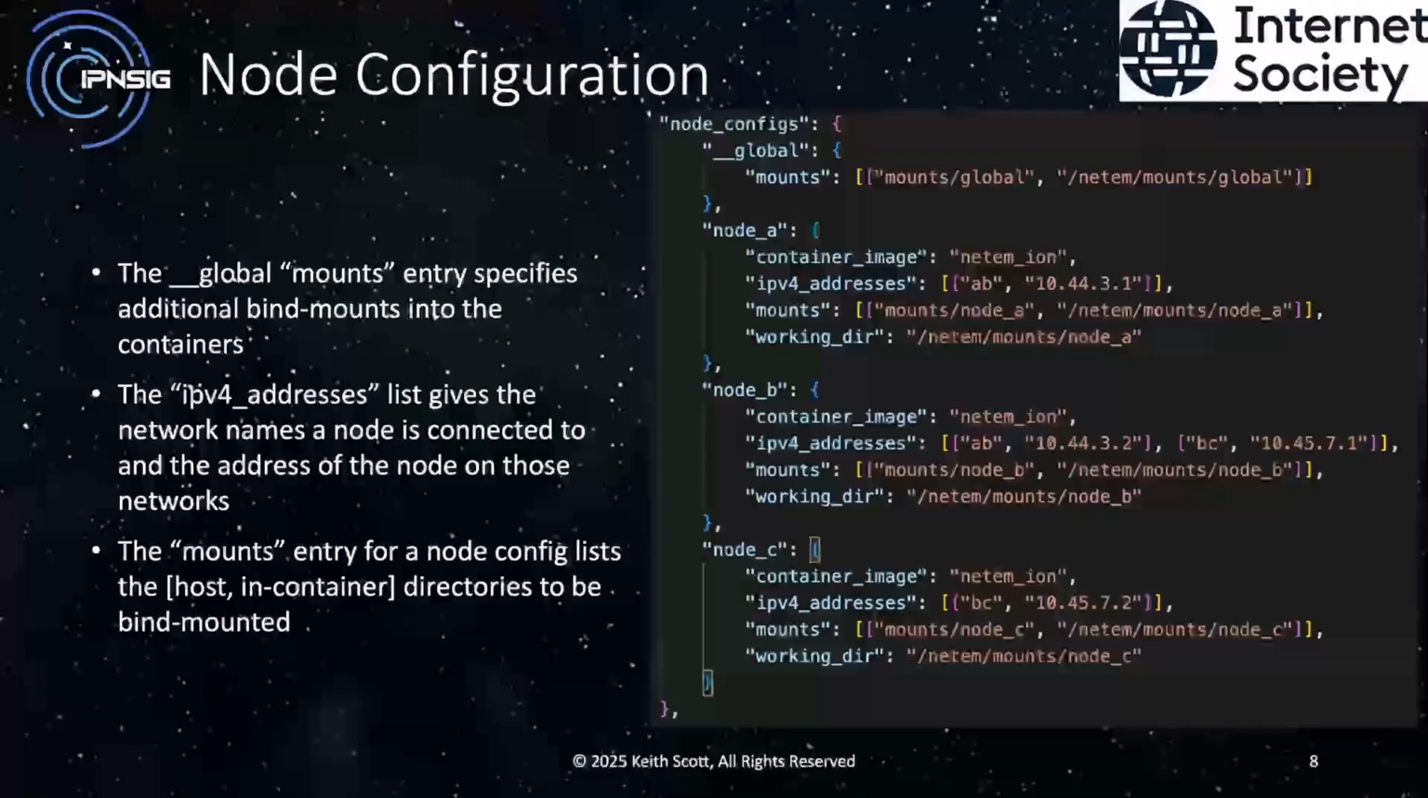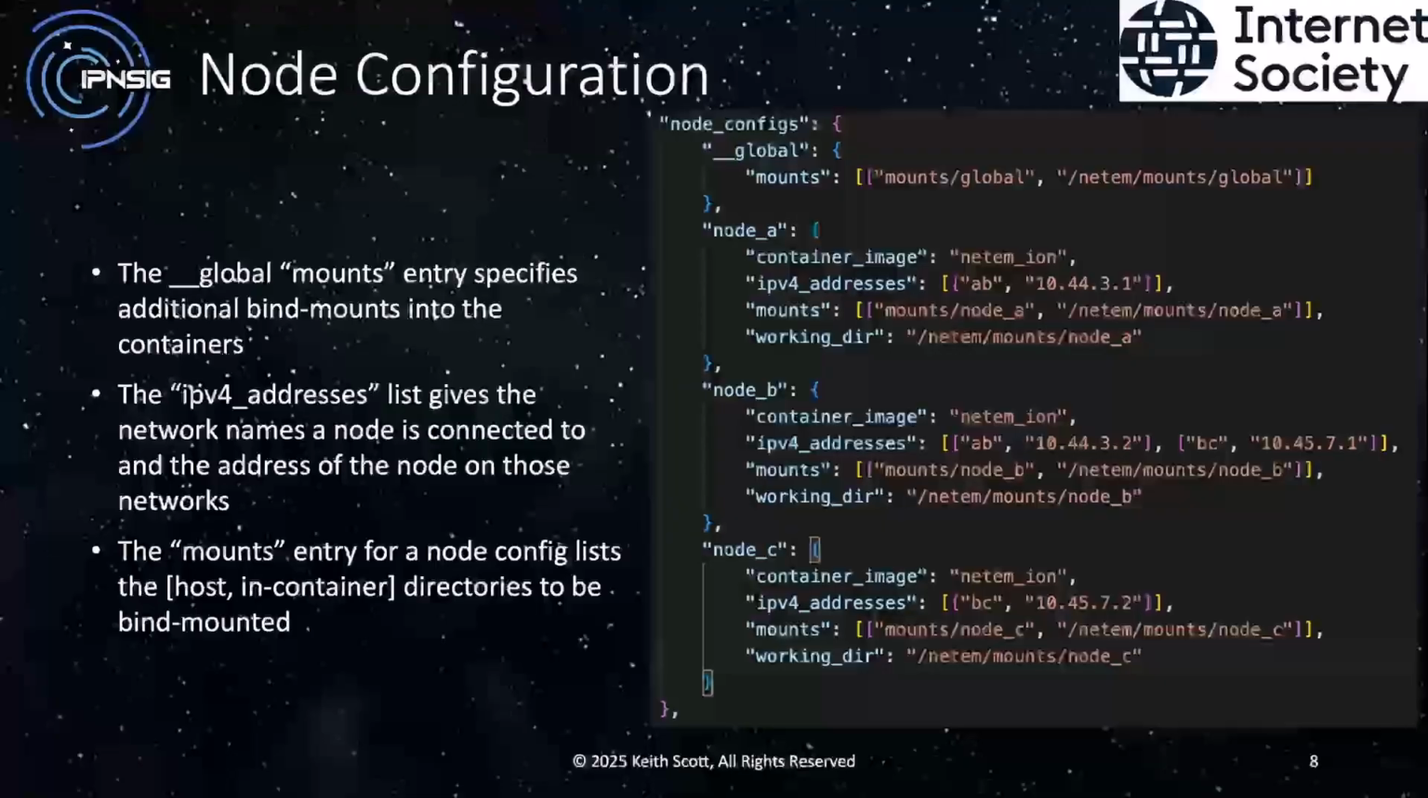The mount points define directories that are bind mounted from the host down into the node. So here we're bind mounting mounts/nodeA into NetEm mounts nodeA. And what that does is by bind mounting a directory from the host into the node, it makes all the files that are in that directory available to the Docker container that's running. And anything that the Docker container writes to those directories then gets written back into the host. So that's a way of storing data persistently during the emulation.